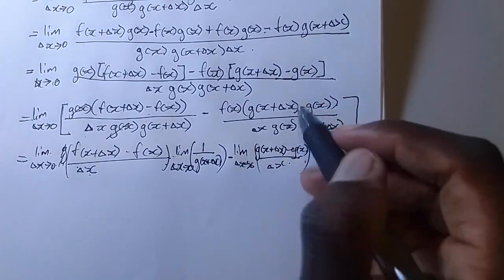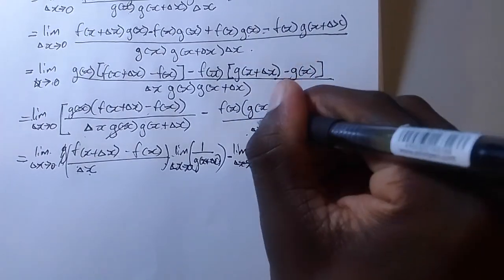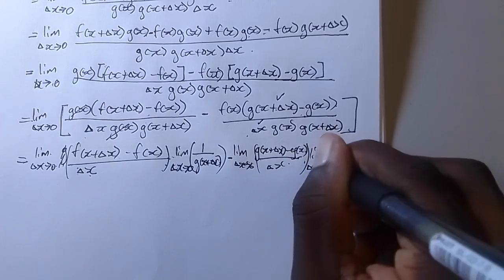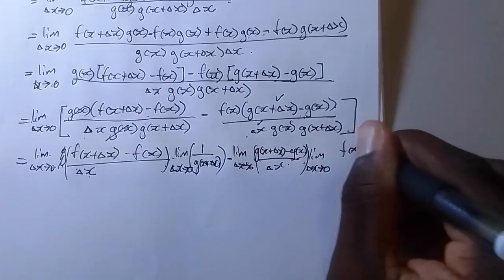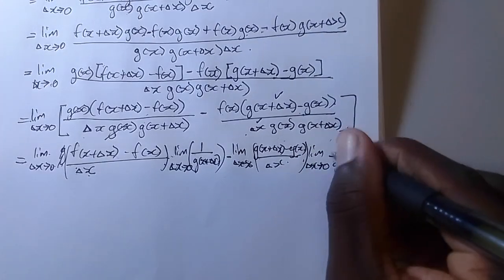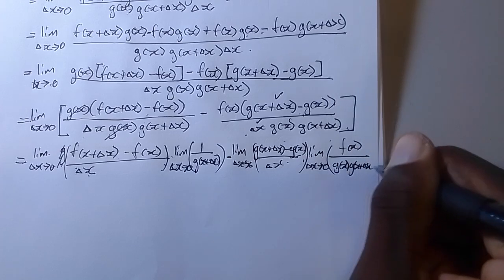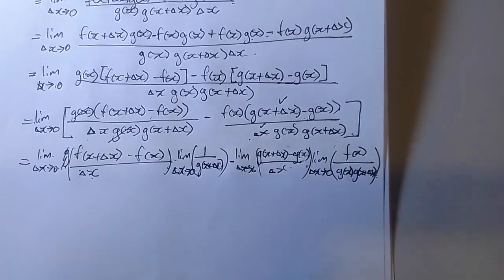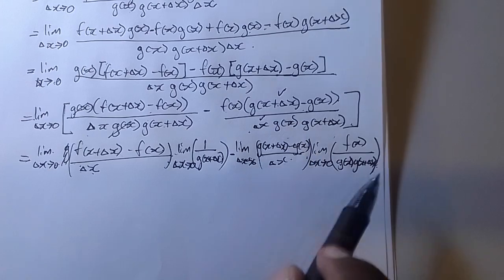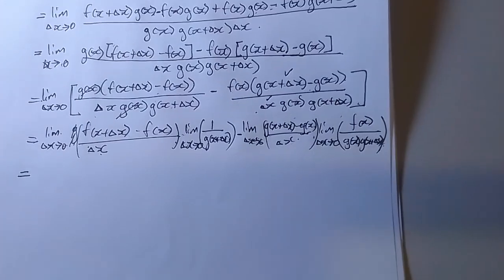And what are we left with if we've taken this and this out? We've taken this, we're left with f at x, so it's limit as delta x approaches 0 of f at x as the numerator, and g of x times g of x plus delta x as the denominator. G of x times g of x plus delta x. That's your denominator. It's this one. If you can't see my handwriting, the space was limited there. This is where the fun starts.